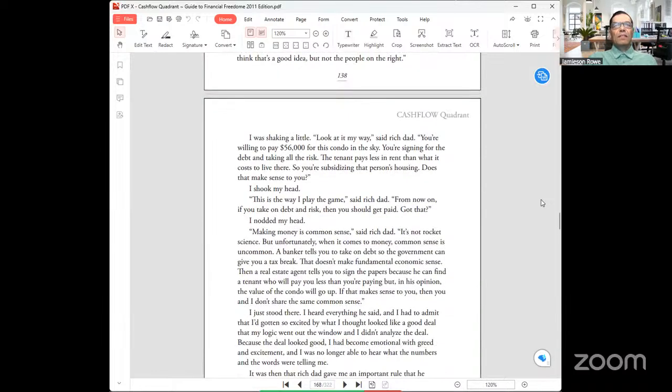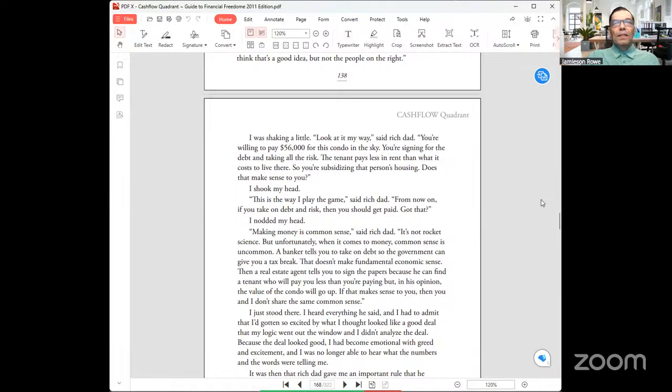"I was shaking a little, looking at it my way," said Rich Dad. "You're willing to pay $56,000 for this condo in the sky. You're signing for the debt and taking all the risk. That sounds like the stock market. The tenant pays less in rent than what it costs to live there. So you're subsidizing that person's housing. Does that make sense to you?" I shook my head.